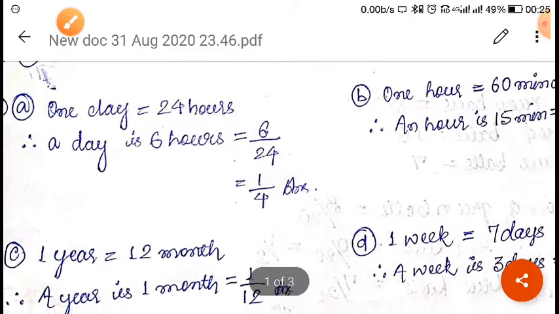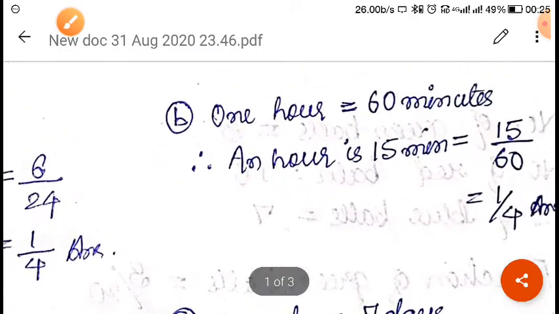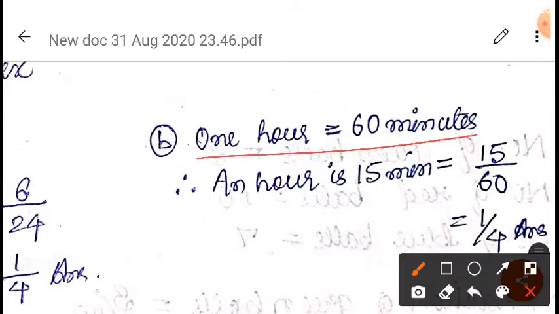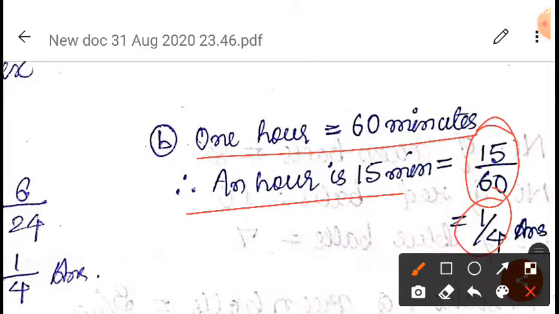Next is question number B. An hour is 15 minutes. So they are asking for the fraction between 1 hour and 15 minutes. So 1 hour, we know how many minutes? 60 minutes. Okay, and so how will we write it? 15 minutes will be 15 by 60, which will be 1 by 4 when you divide this.